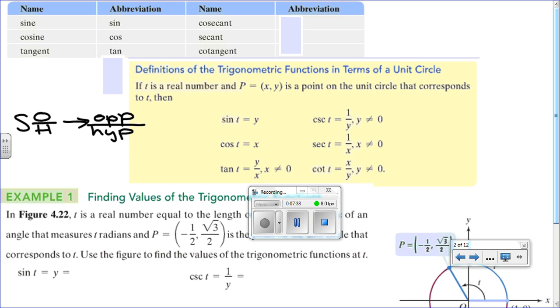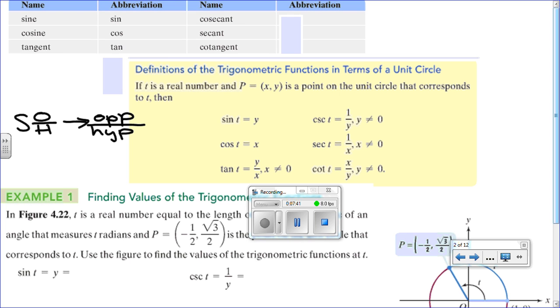For cosecant, the abbreviation is csc. For secant it is sec. And for cotangent, it is cot. And so we're going to learn a lot of relationships they have. And I can tell you right now that those two are like cousins. And we have a word for it: they are reciprocals.